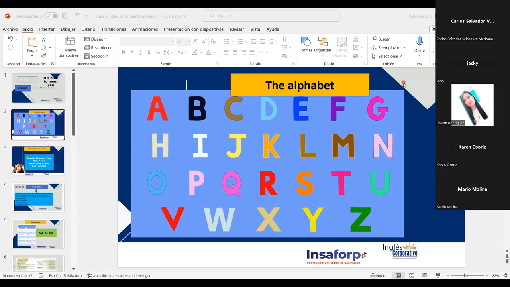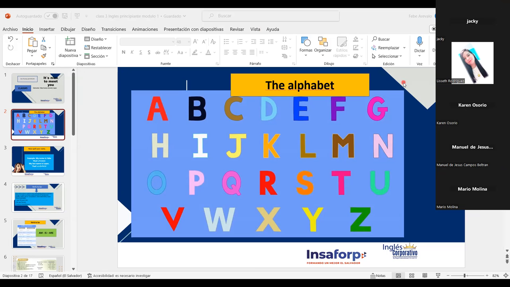Perfect, Manuel de Jesús, action. A, B, C, D, E, F, G, H, I, J, K, L, M, N, O, P, Q, R, S, T, U, V, W, X, Y, Z. That's correct. Very good. A good intonation with the Z. That's correct. Thank you, Manuel.